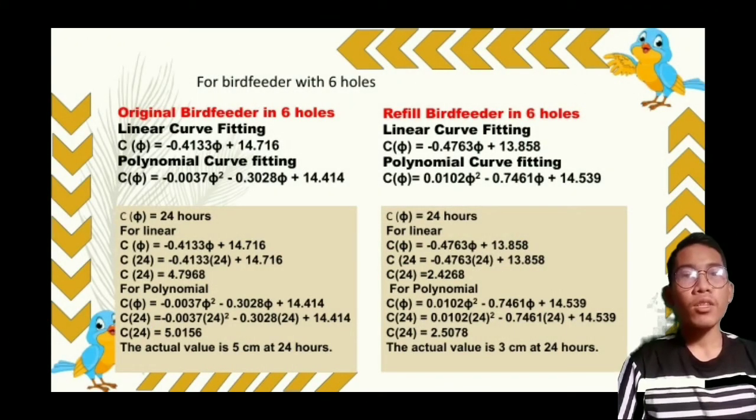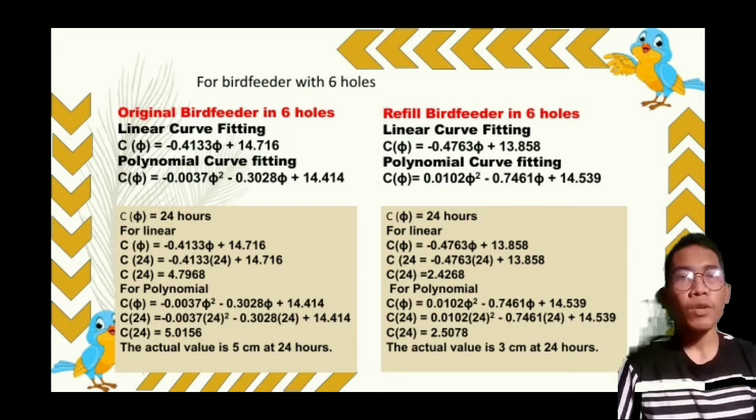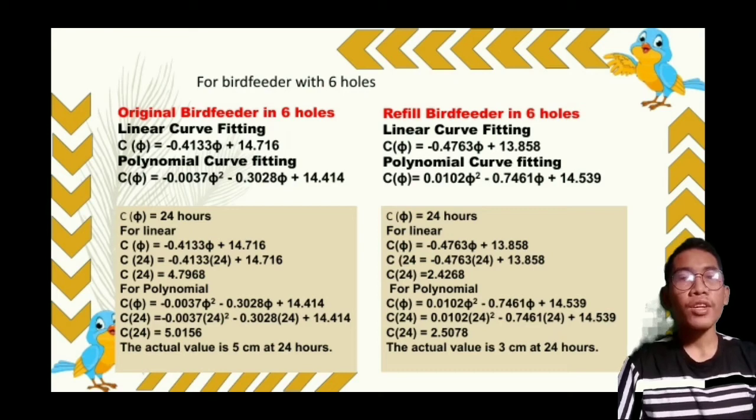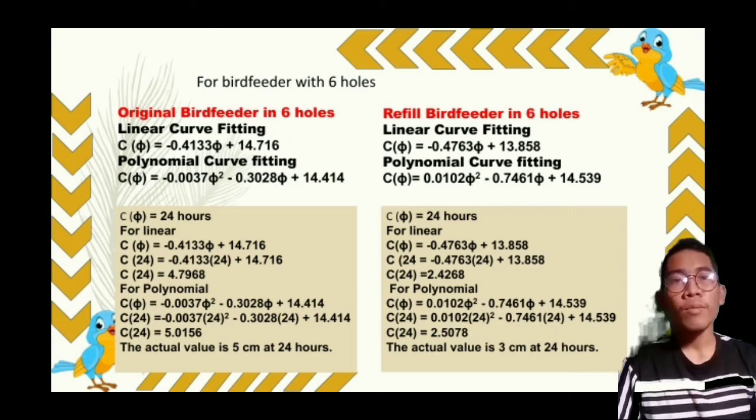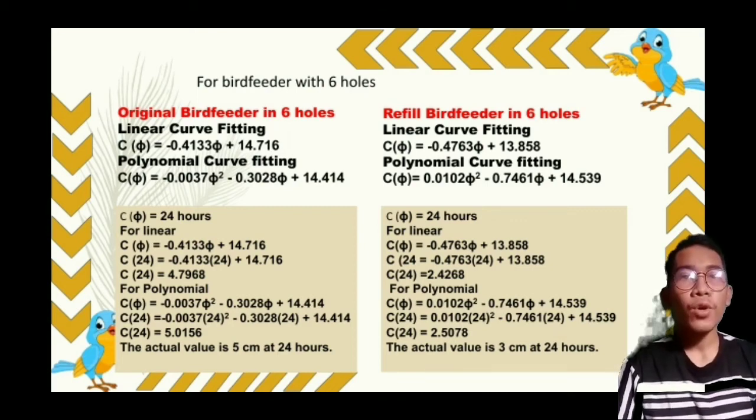In the bird feeder with 6 holes, the same method we used in the bird feeder with 4 holes, we're going to get the actual values of the original bird feeder and the refilled bird feeder using the linear curve fitting and the polynomial curve fitting. And the linear curve fitting equation of the original bird feeder is C sub phi is equal to negative 0.41335 phi plus 14.716, and the polynomial curve fitting equation is C sub phi is equal to negative 0.00375 phi squared minus 0.30285 phi plus 14.414.